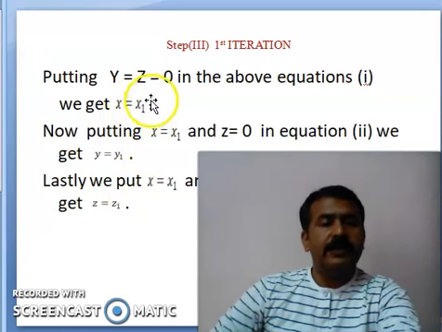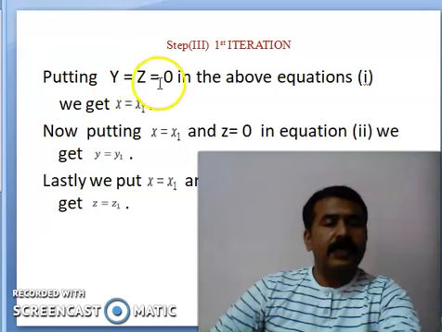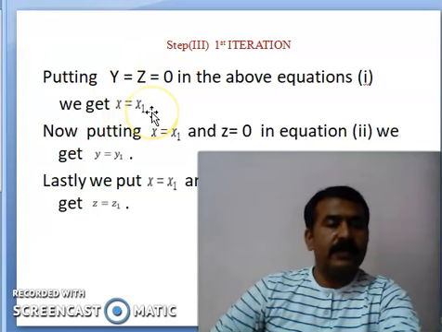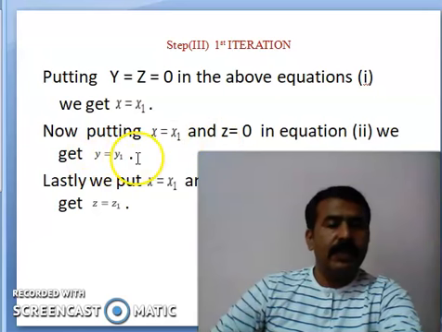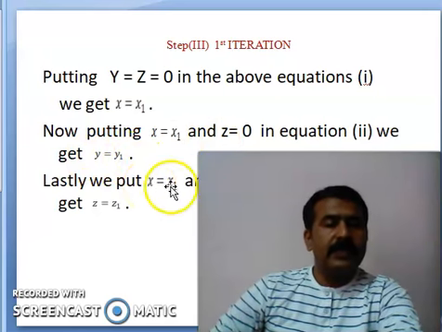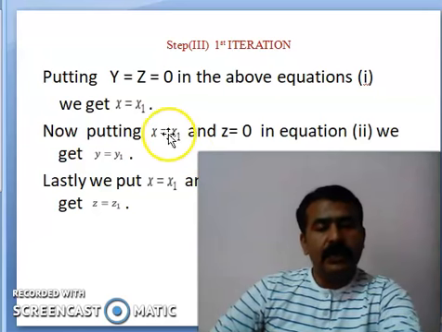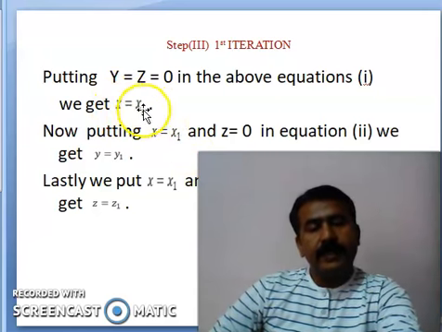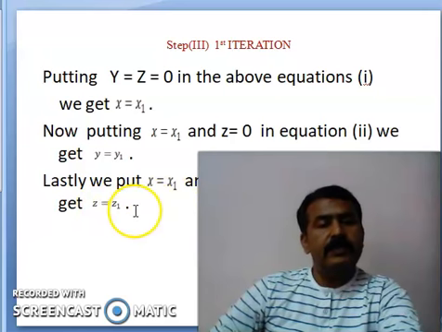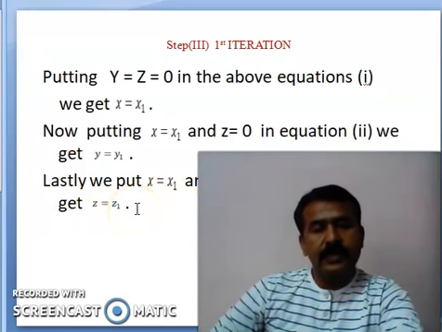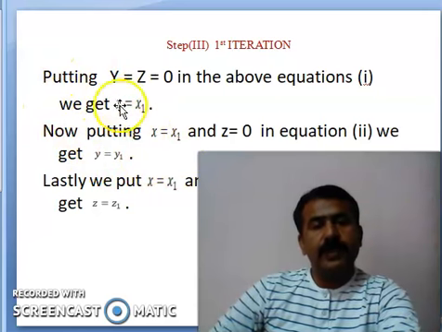What we have done here: initially we put y equal to z equal to 0 and get the first value x equal to x1. Putting x equal to x1 and z equal to 0 in the second equation, we get y equal to y1. Lastly we put x equal to x1 and y equal to y1, because we already have these values, in the third equation, and we get z equal to z1. So this is the first iteration methodology of the Gauss-Seidel method.